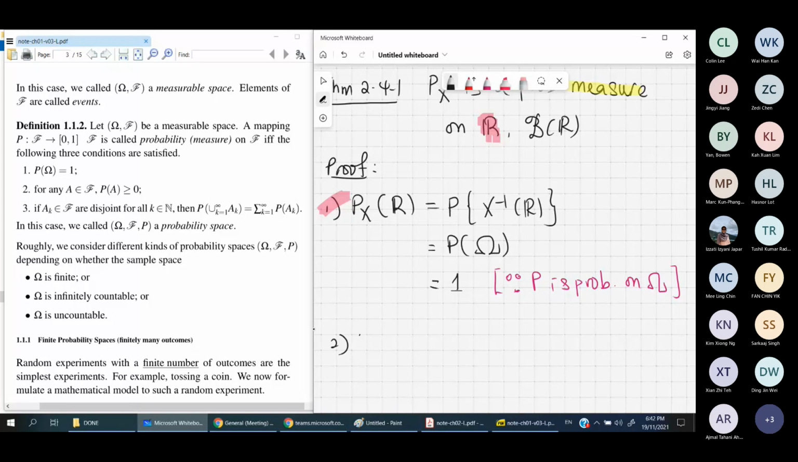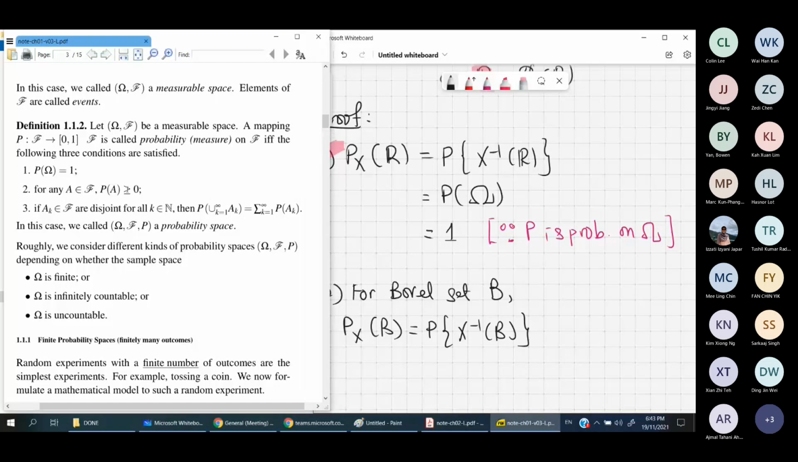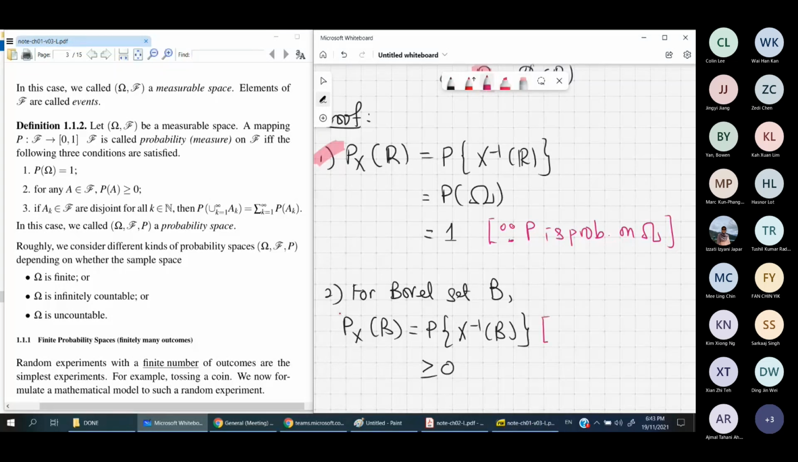Next, for a Borel set B, where a Borel set here means an event in R, we look at PX of B. It's the same definition: that is P of X inverse of B. And again, P is a probability on here, so P of any event must be larger than or equal to 0. So this must be greater than or equal to 0, again for the same reason: because P is a probability on omega, and X inverse of B is an event in F.